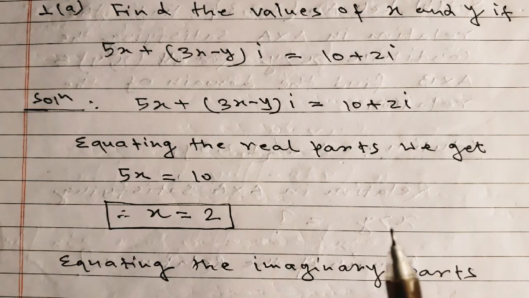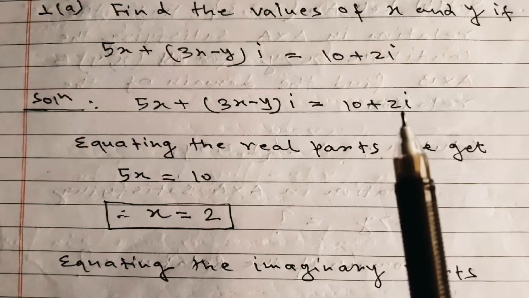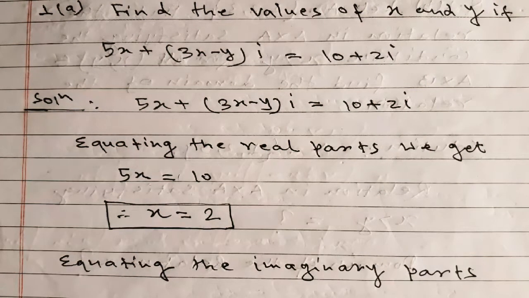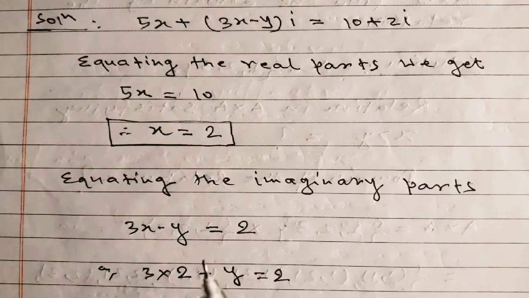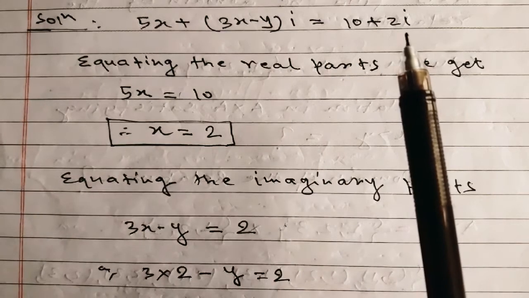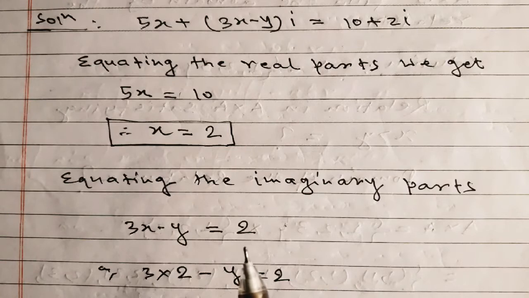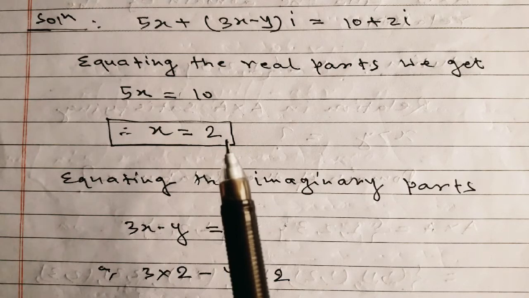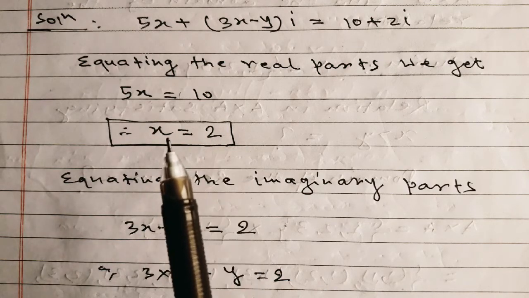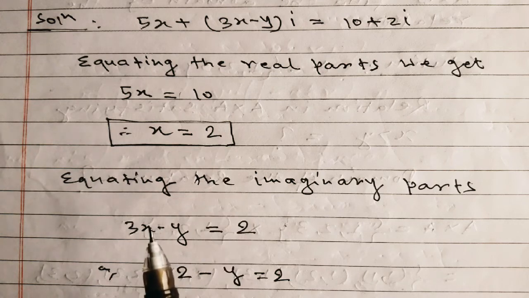Equating the imaginary parts, 3x minus y equals 2. The value of x is already found, x is 2, so 3 into 2 minus y equals 2. So 3 times 2 is 6, and 6 minus y is equal to 2.